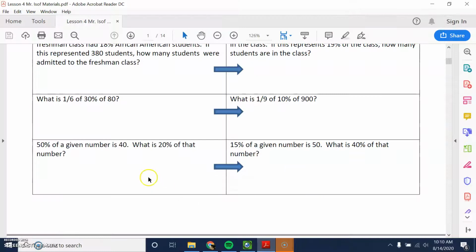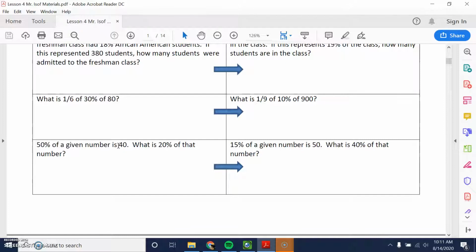Okay. Last one, example 6. Okay, reading right here, 50% of a given number is 40. I'm writing this down in my notebook right now. You should do the same. 50% of a given number is 40. What is 20% of that number?